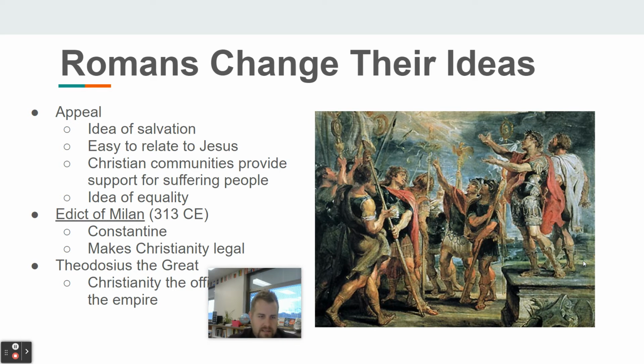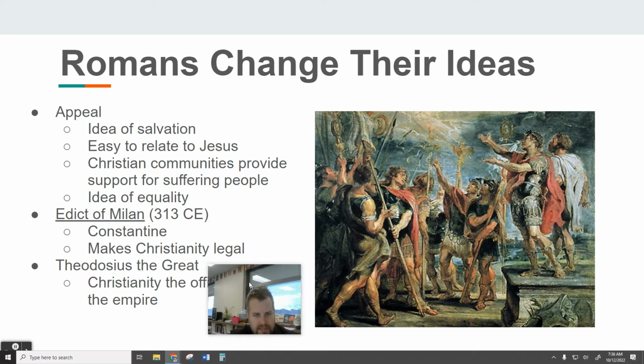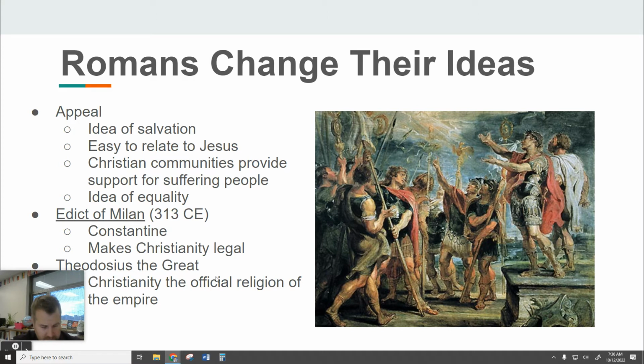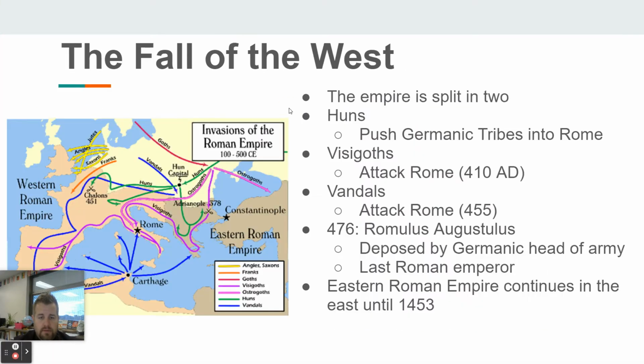Romans changed their ideals. As this religious change is slowly taking place, Romans are buying into it more and more, converting to Christianity. We have Emperor Constantine, who is kind of the main emperor that supports the spread of Christianity and allows it to be the official religion of the Roman Empire. So that's going on with that.